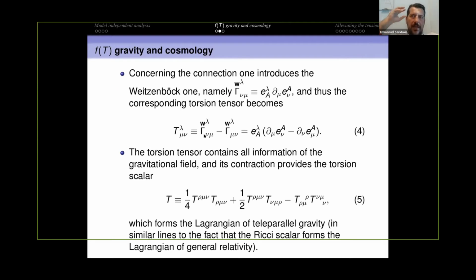And in a similar way that in general relativity, gravity is embedded in the curvature tensor, the Riemann tensor, and by contractions of the Riemann tensor, you obtain the Ricci scalar, which is the Lagrangian of the theory. Here, by suitable contractions of the torsion tensor, we construct the torsion scalar, and this will be the Lagrangian of the theory. And if you take this Lagrangian and you perform variation in terms of the tetrads, you obtain exactly the same equations as general relativity. That's why Einstein called this theory teleparallel equivalent of general relativity.